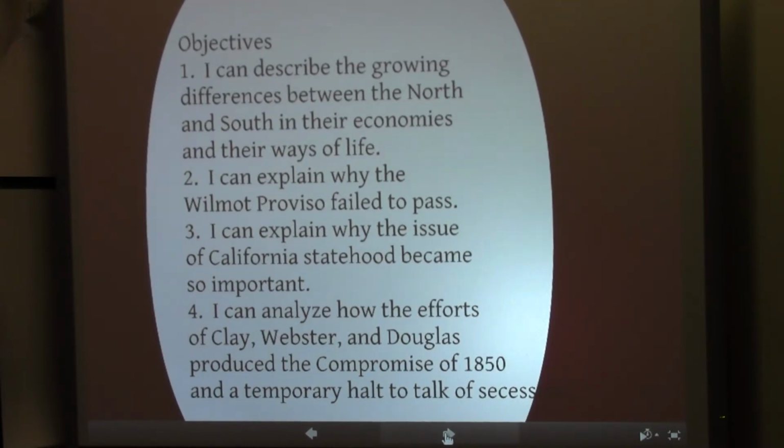3, I can explain why the issue of California statehood became so important. Again, slavery is a primary focus of the tensions with California statehood. And 4, I can analyze how the efforts of Clay, Webster, and Douglas produced the Compromise of 1850 and a temporary halt to talk of secession.